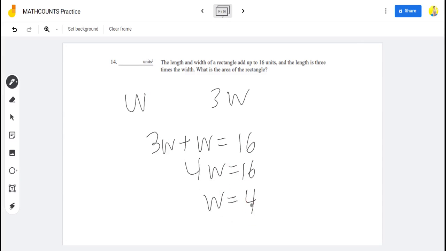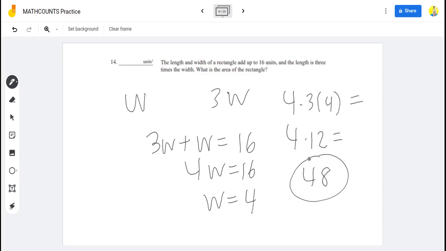This means that the area of the rectangle is W times 3W, which is 4 times 12, which is just 48. So the answer is just 48.